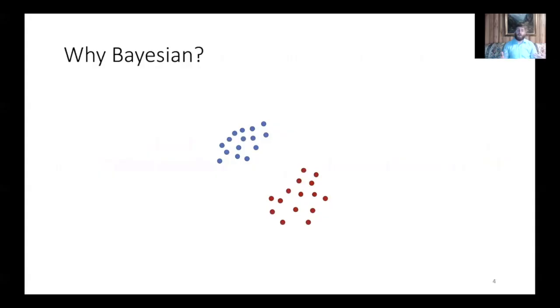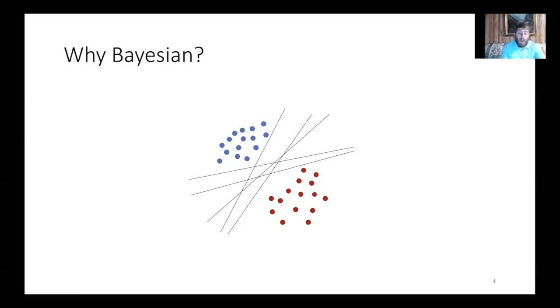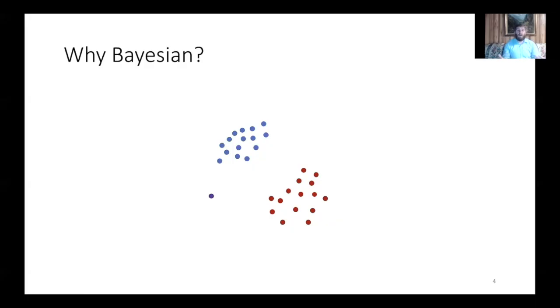To look at that, we're going to go back to our logistic regression example. So we have our two distributions of points, and we want to find a decision boundary that separates them. So we could find one. However, there are many decision boundaries that perfectly separate these points. And the question is, which one do we use when we have a new point? And what prediction should we give?